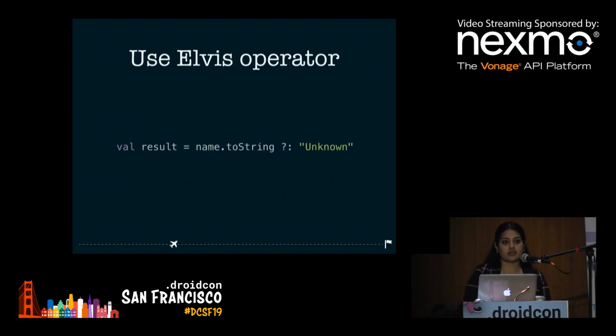The Elvis operator is an often underused operator, but it can be super valuable when you have a default value or a default path. In this case, it takes two expressions and it returns the first expression if it's not null. Otherwise, it returns the second expression. In this case, if name.toString is not null, it returns it. Otherwise, it returns unknown and assigns it back to result.